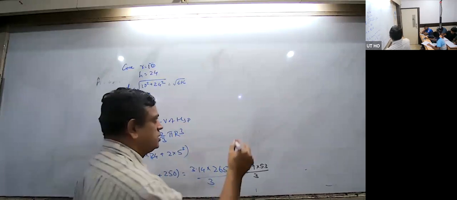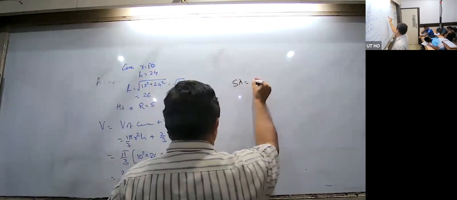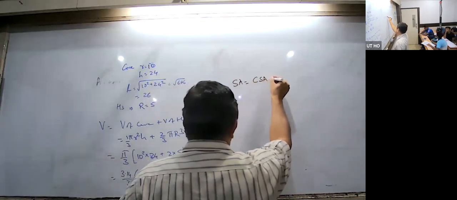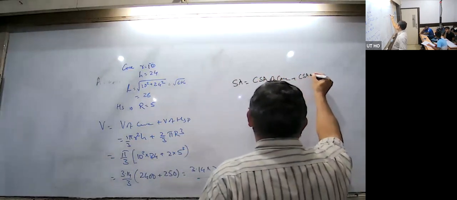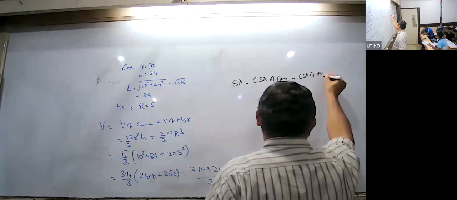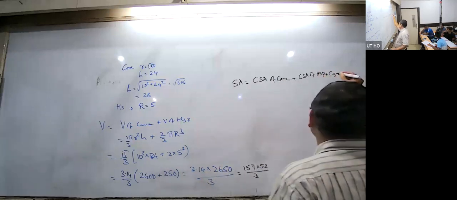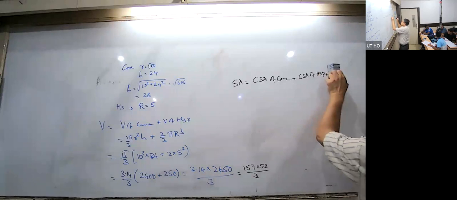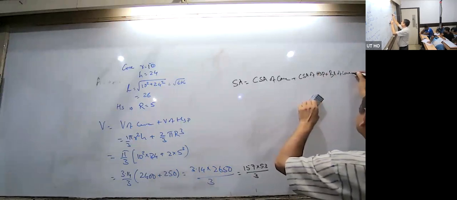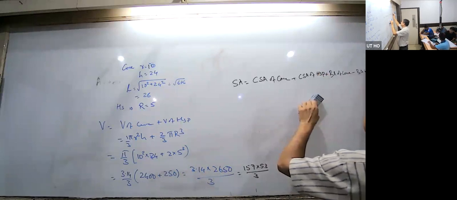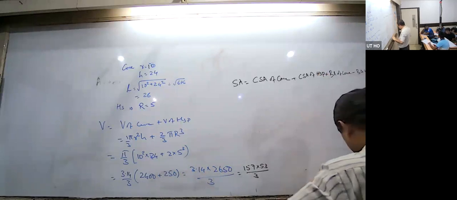Now, surface area. Surface area is CSA of cone plus CSA of hemisphere plus base area of cone minus base area of hemisphere. This is the formula that comes.